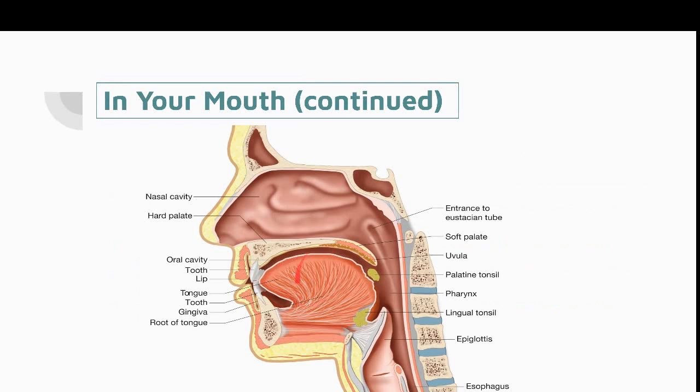This is your oral cavity. This is the gingiva. The gingiva is basically a biological name for your gums. This is your palate. There are two types of palates, your hard palate and your soft palate. Your hard palate is near your lips and your teeth. Your soft palate is near your pharynx. The end of your soft palate is called the uvula.